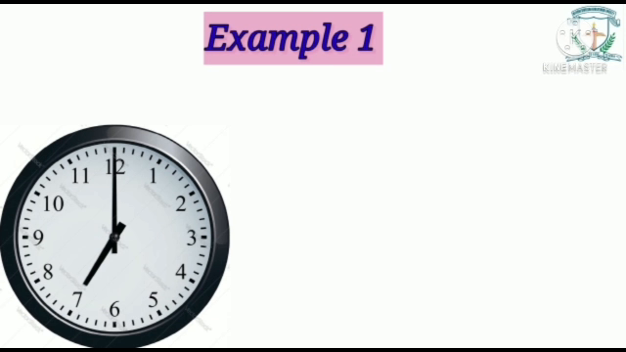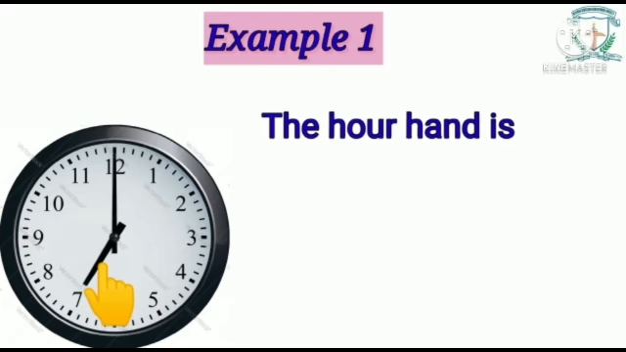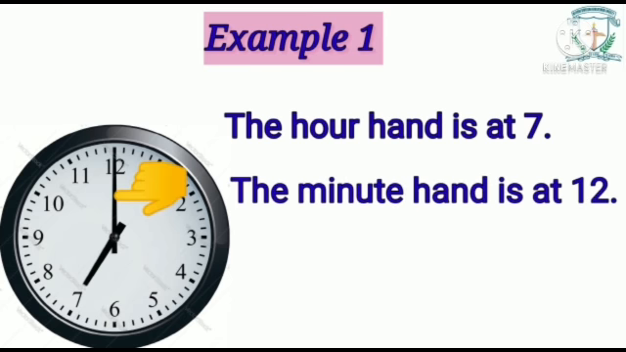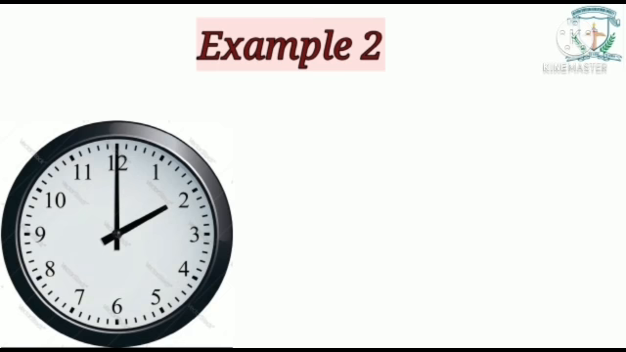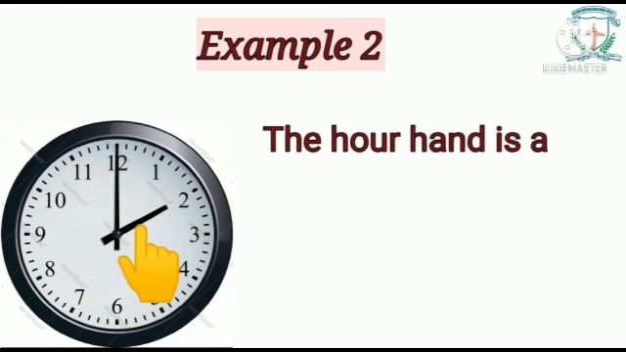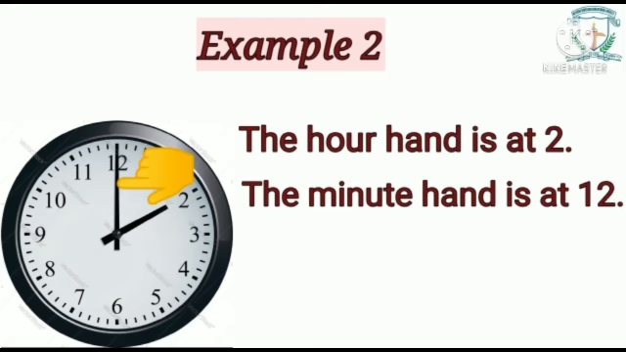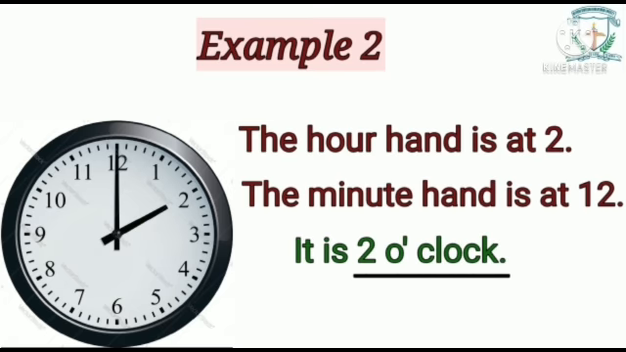In this example, we can see that the hour hand is pointing at number 7 and the minute hand is pointing at number 12. We say that the time is 7 o'clock. In the next example, the hour hand is pointing at number 2 and the minute hand is pointing at number 12. Now we say that the time is 2 o'clock.